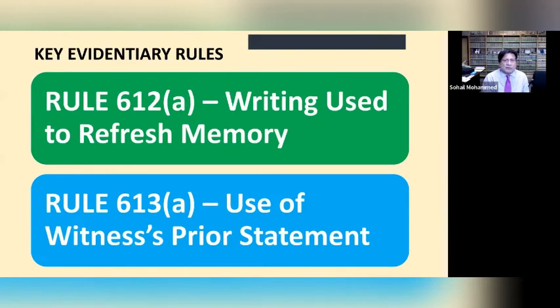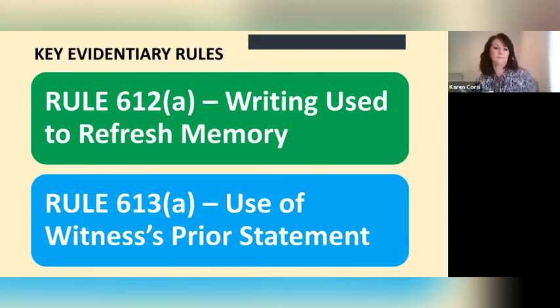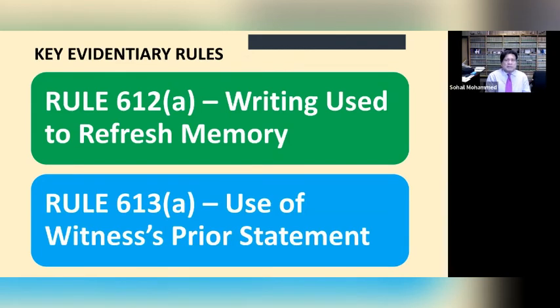612, writing used to refresh memory. It's an important rule, because if you are cross-examining or impeaching a witness and you want to refresh somebody's memory, you can certainly do so by sharing. If it's a bench trial, no problem, it doesn't matter. If it's a jury trial and you're refreshing somebody's recollection, the document is not being introduced into evidence. You want to make sure you do so either by way of a chat function or by sending a file, an attachment, to the person on the stand to review the document out of the sight of the jurors, because you don't want the jurors to see something that has not yet been admitted.